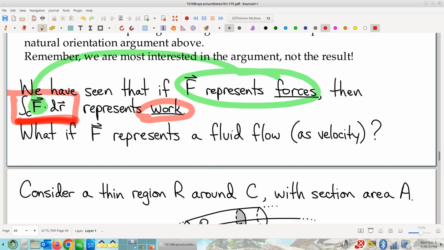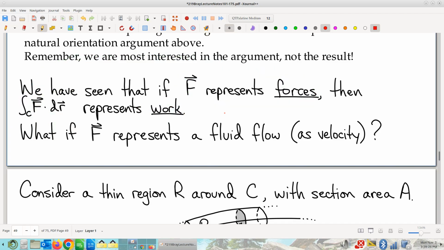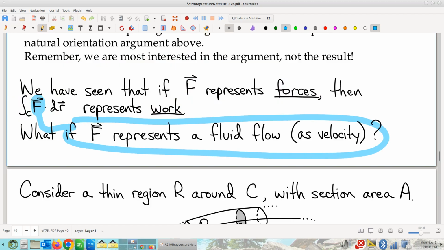And so a new question: what if my vector field represents a fluid flow, not a force? What does this now represent? It can't be work. Definitely not work, because there's no force in the story anymore. Now we're looking at an integral and a vector field, but the vector field represents something that's not a force. No force, no work. So how should I think about this in this new context when I'm thinking about fluid flows?